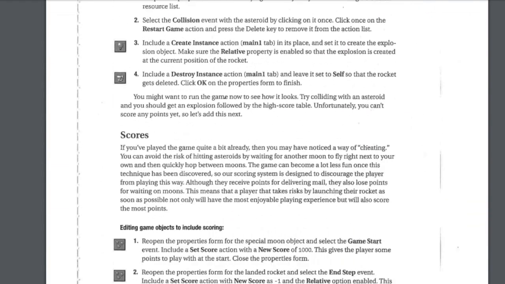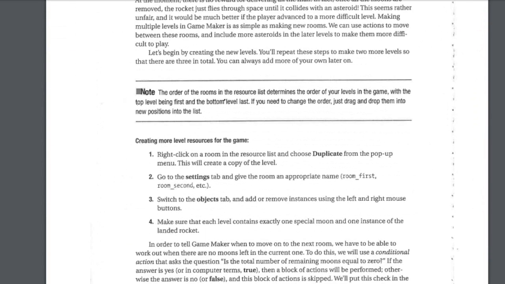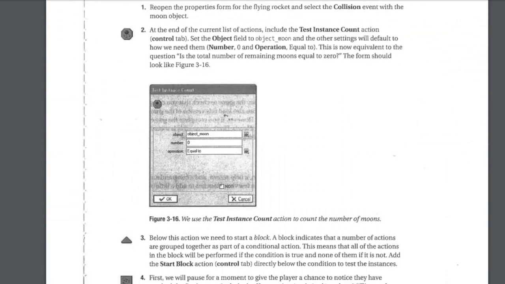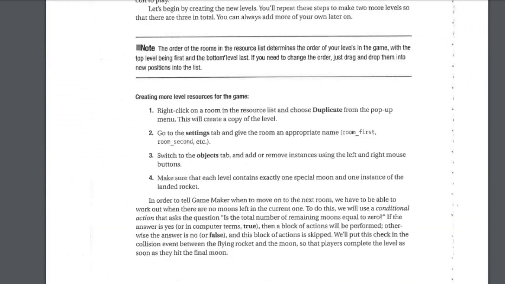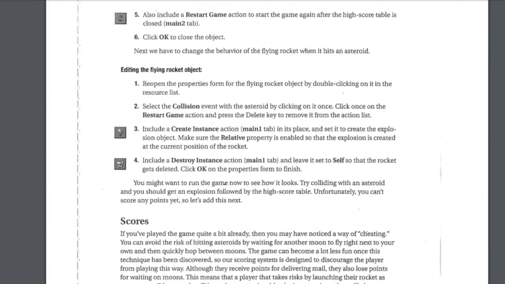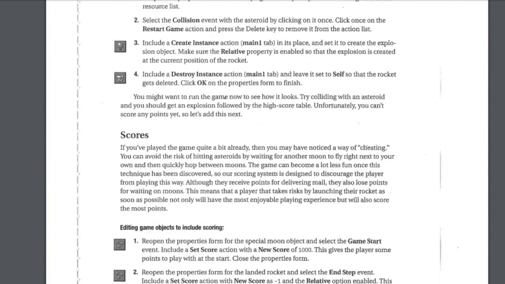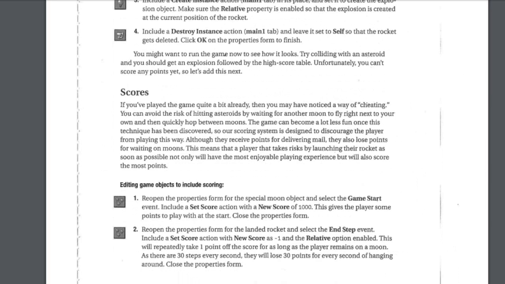Alright, so now let's go ahead and put some scores in. So we're going to reopen the properties form for the special moon object and select game start event. Include a set score action with a new score of 1,000. This gives us points with the start of the game.